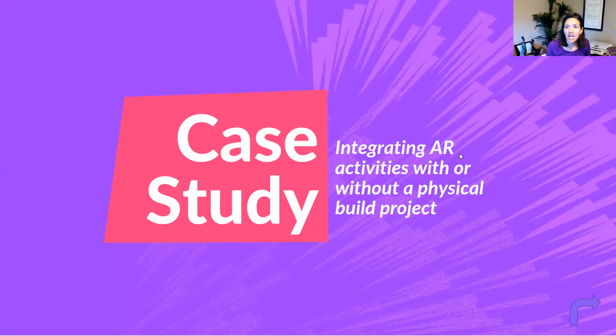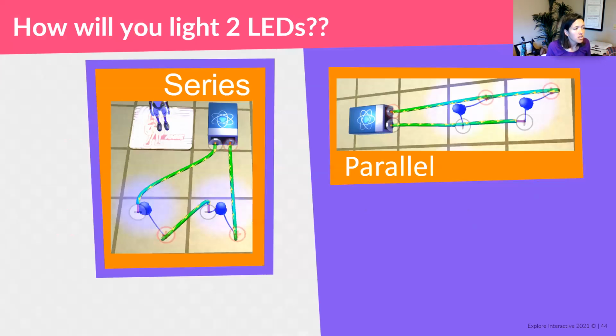However, I also want to highlight how nice it is to use AR integrated with physical builds as well. Just a quick look at one challenge you can give students: how are you going to light up two different LEDs? There are lots of circuit lessons, like identifying series versus parallel connections. I think it's really easy to see parallel, which may be difficult to visualize with the physical materials, but we can see here how the parallel connections are wired versus series connections in connecting these two LEDs.